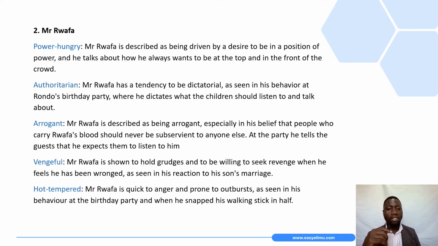So some of the character portrayals that we see in Mr. Ruafa is that he is power hungry. So he is described as being driven by a desire to be in a position of power. And he talks about how he always wants to be at the top and in the front of the crowd. So he's also authoritarian. Mr. Ruafa has a tendency to be dictatorial, as seen in his behavior at Rondo's birthday party, where he dictates what the children should listen to and also what the children should talk about.